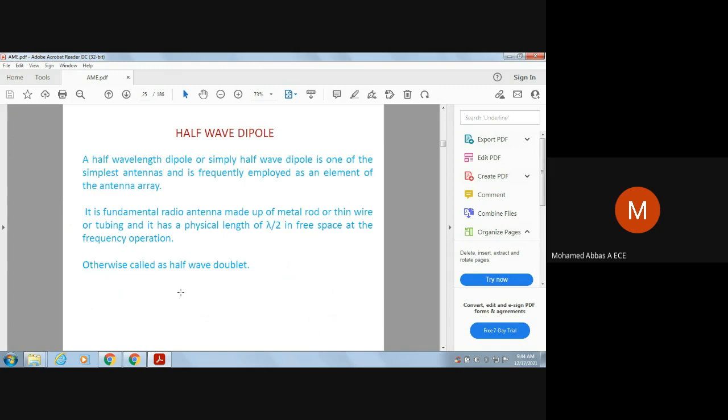In the very next session, we can discuss the half-wave dipole and its radiation mechanism. Similar to the previous case, we have to derive the electric field and the magnetic field components for the half-wave dipole.